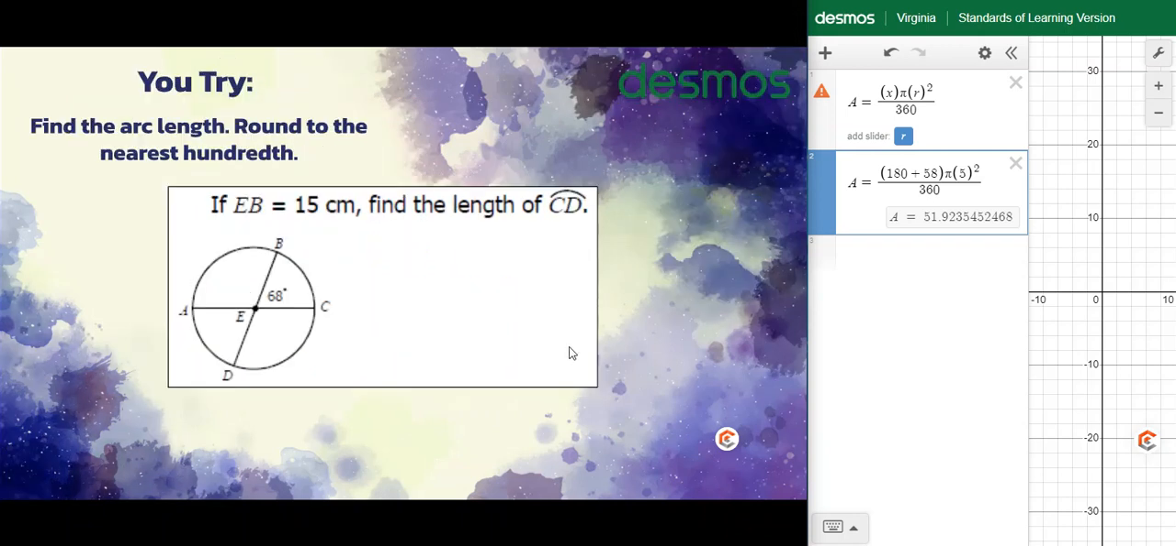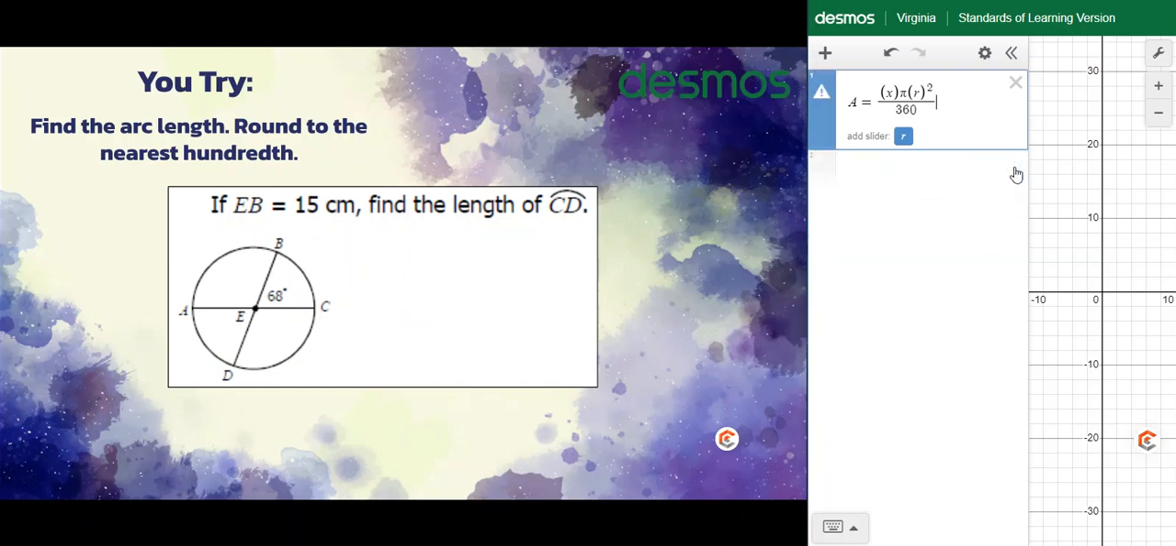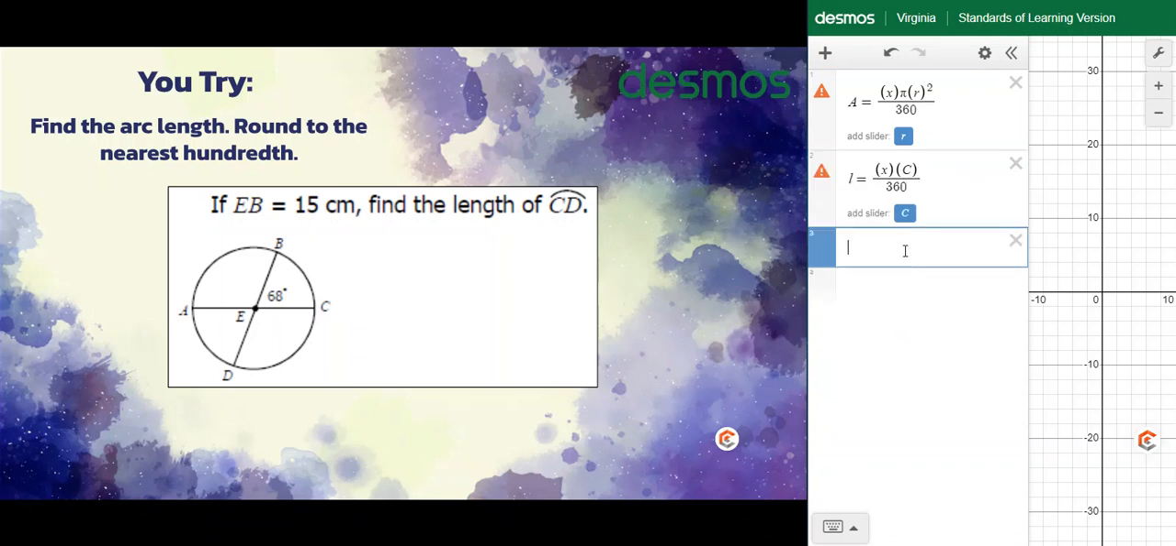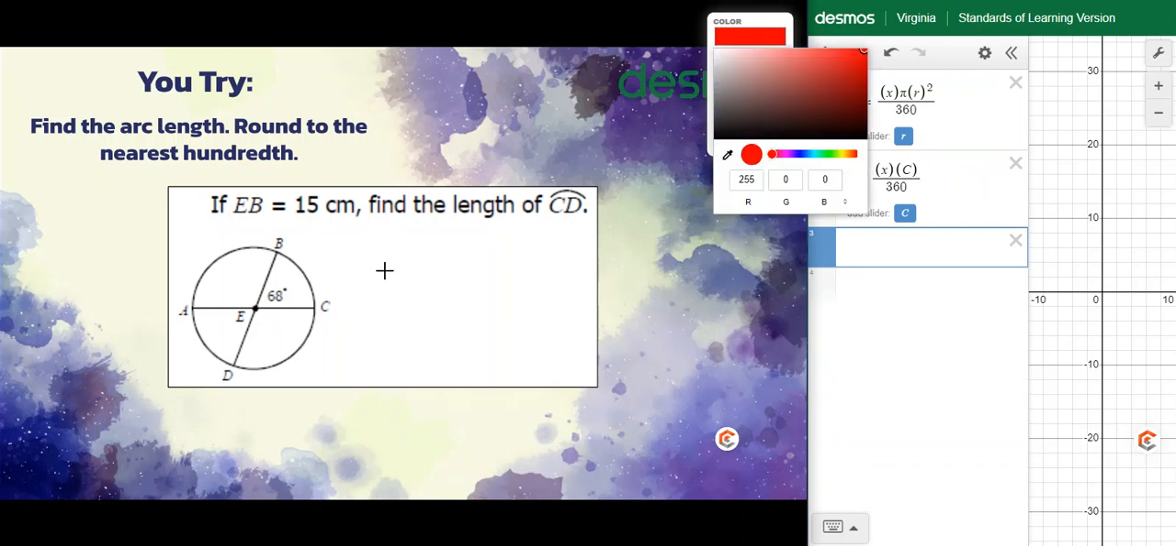Why don't you try this one on your own? So for here, we're going to need a new formula, and you can put this into Desmos just like we did before. Length is going to be formula, and I'm using this as a template for the rest of them. In order to find arc length, we need a couple of pieces of information. We're going to need the degree measure.